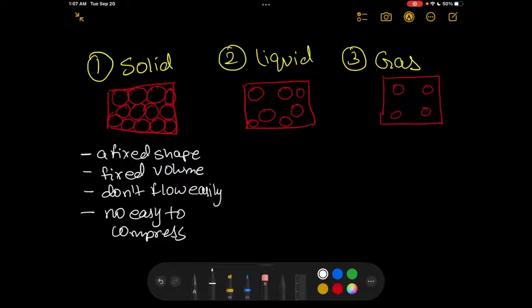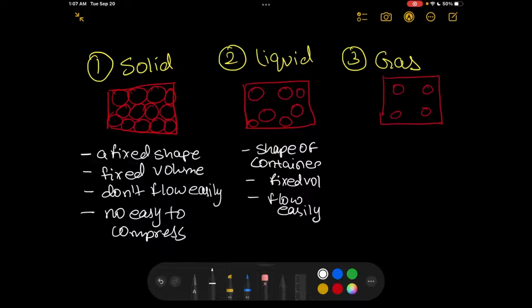For liquids, they take up the shape of container. They can take up the shape of anything you put them in. They have a fixed volume as well. They flow very easily. And they are not easy to compress either, just like solid.